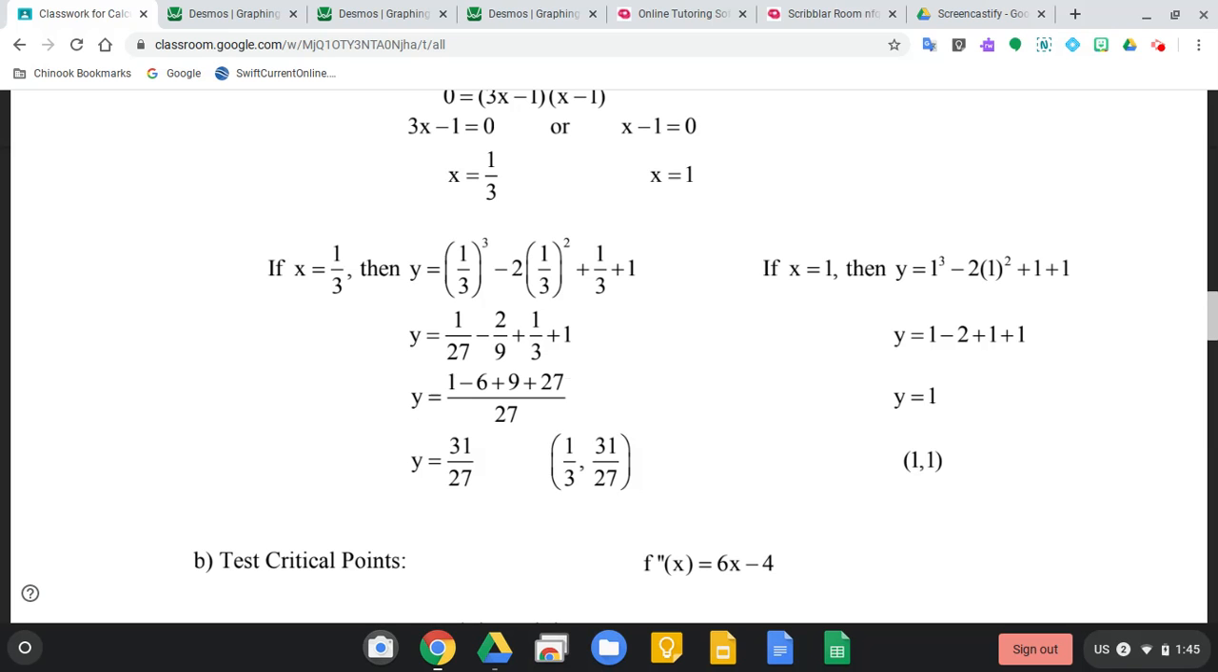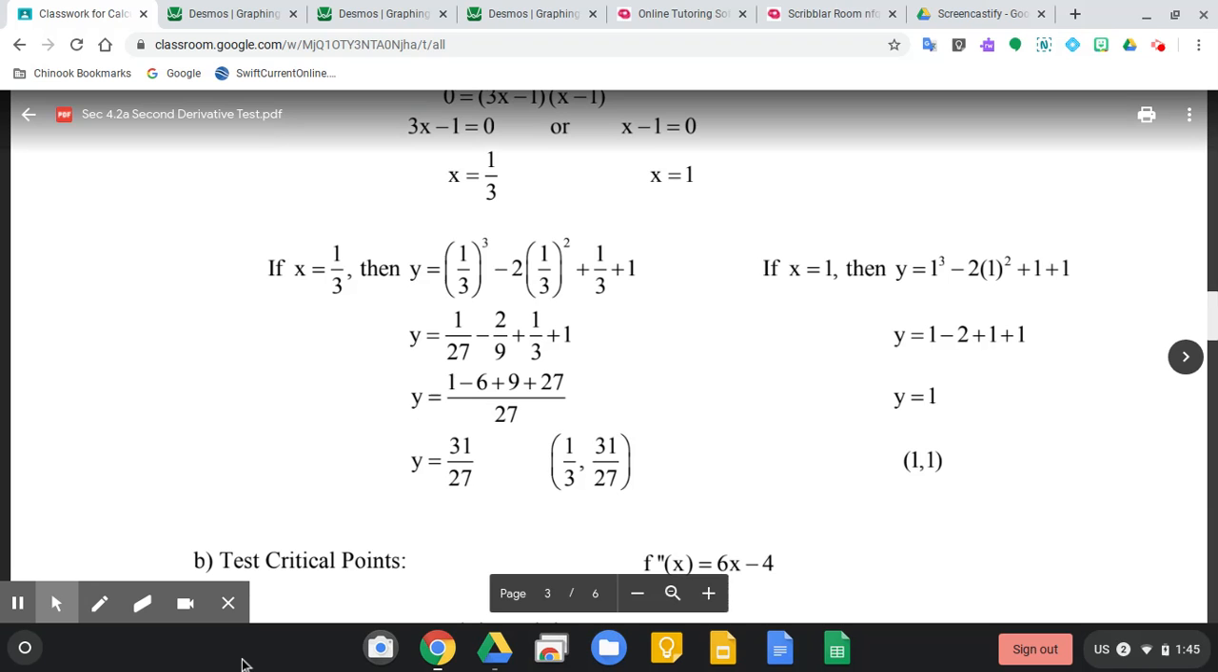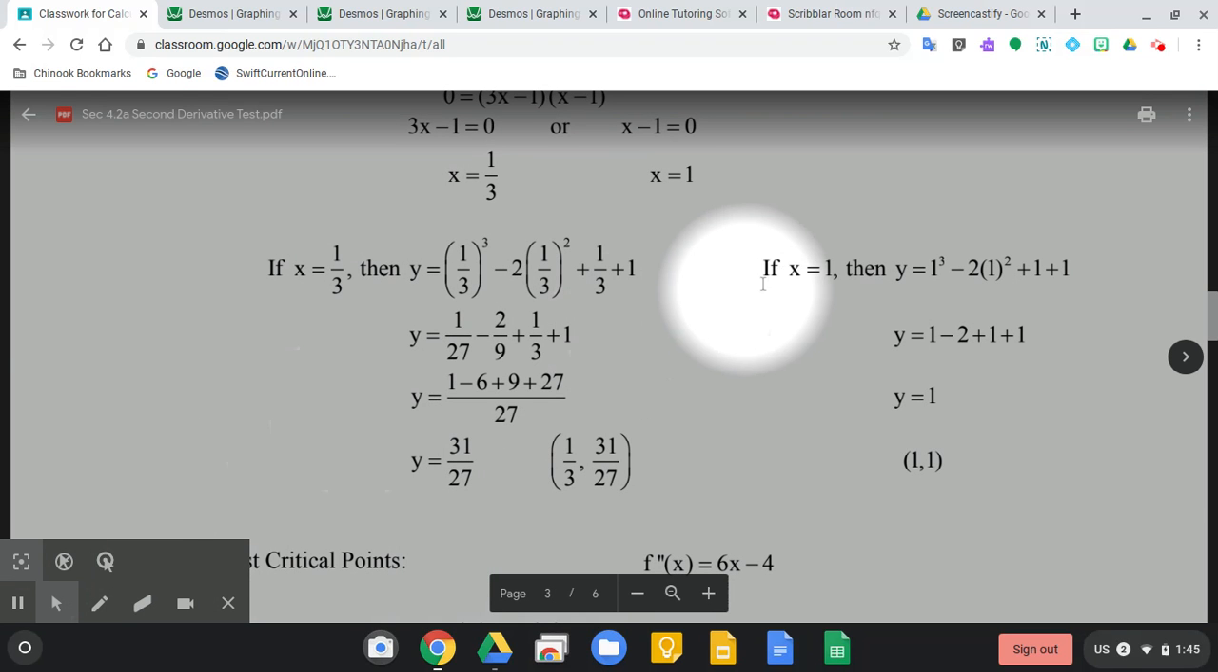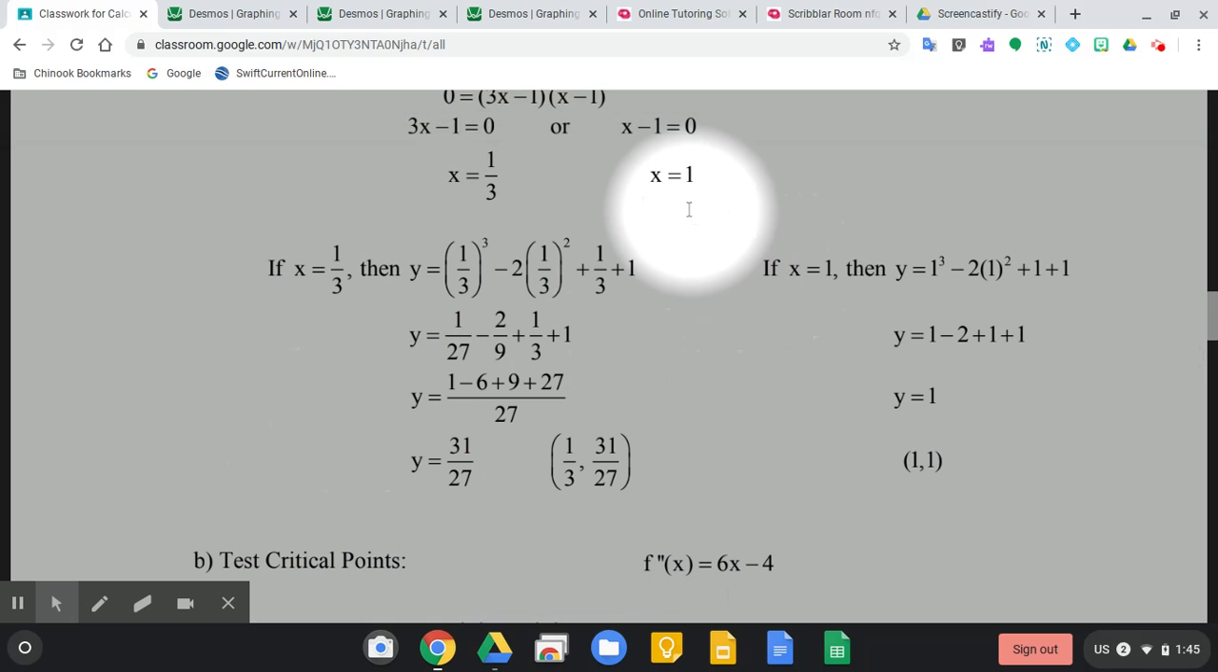And then when I substitute 1 into the original expression, maybe I should emphasize this a little bit more. So if x equals 1, that was the second x value we got.